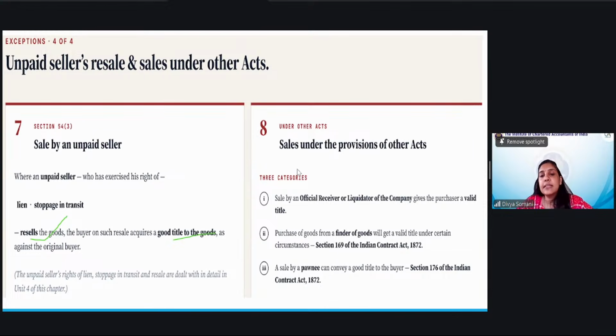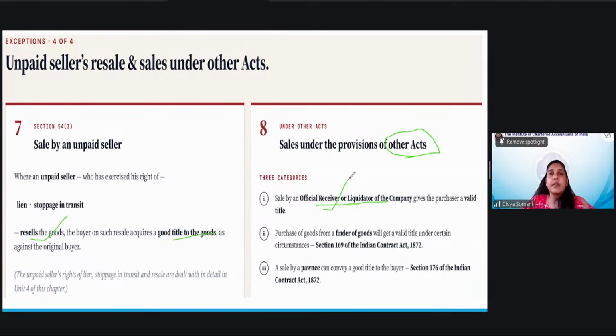Okay. Next, this is the last exception which is given. Let me just underline it for you. It says sale under the provisions of other acts. Now in other acts also, there are a lot of acts. In India, we have so many acts, and based on those acts also, sometimes there are rights given to persons that even though you are not the owner, you can still sell the goods. One of the examples is the case of official receiver or liquidator of the company. This you have seen or discussed while we were discussing Unit 1.